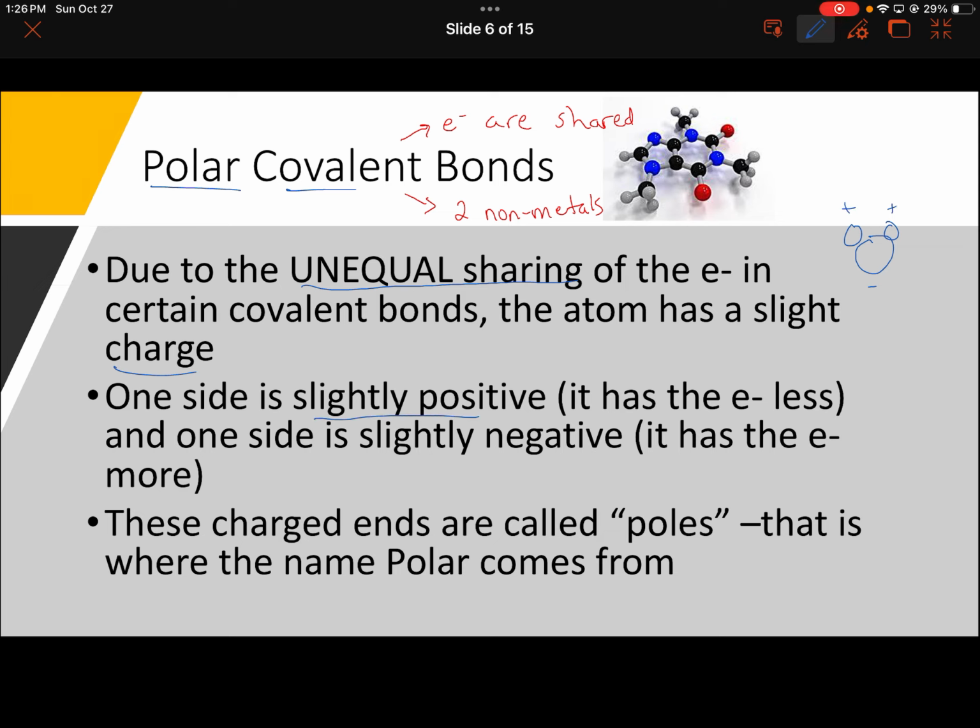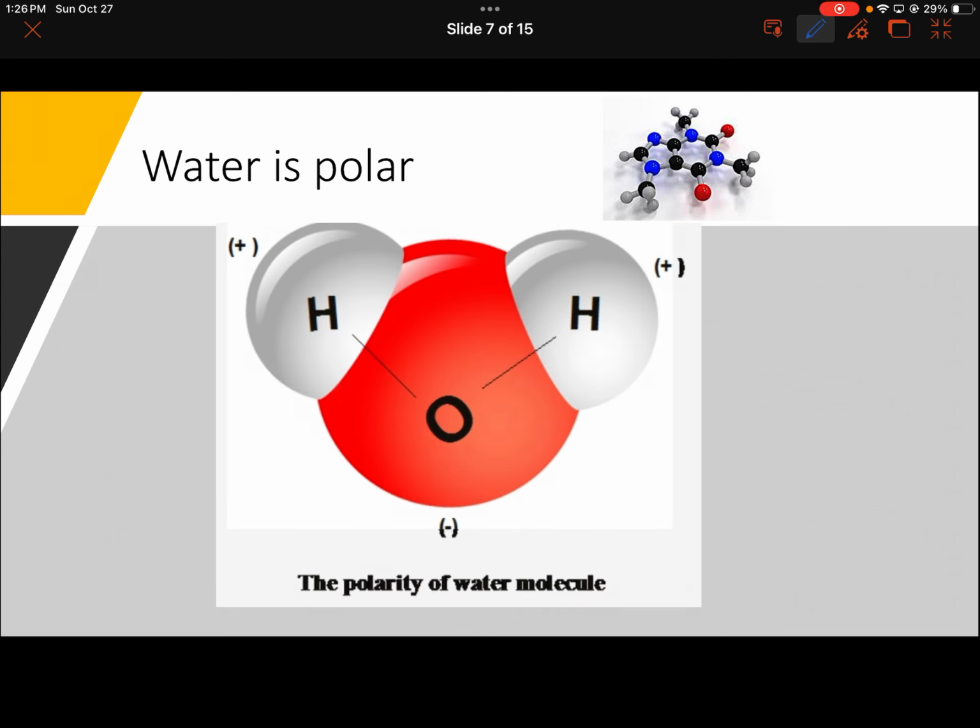One side is slightly positive, so it's got a positive side. One side is slightly negative, so it's got a negative side. And that's just where that term pole comes from. Scientists generally don't use the word sides; they like to use that word pole. And so we call these polar molecules. And so water is polar.